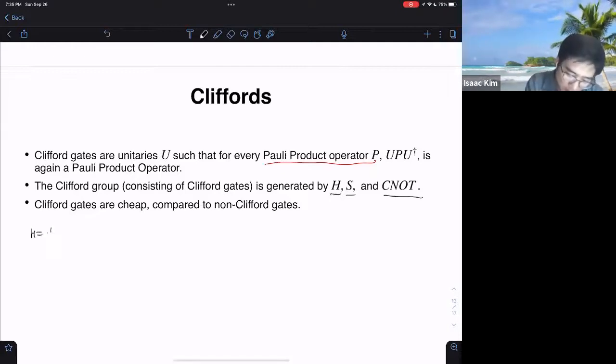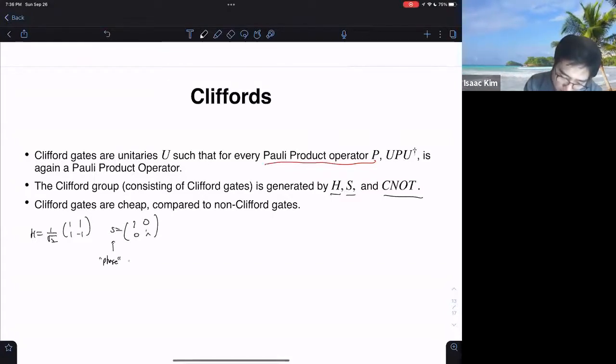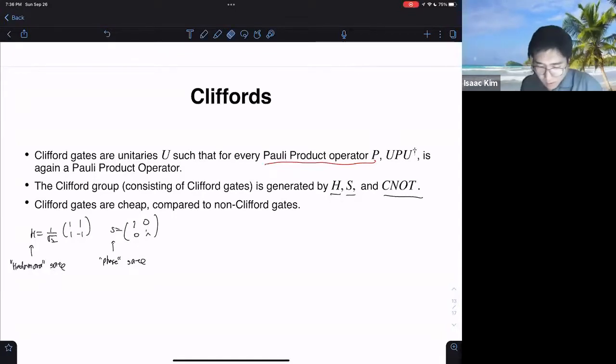H I already told you what that is. It's just a 2x2 matrix. S is what is called the phase gate. And I forgot, H is called the Hadamard gate. And C naught I already told you, so I won't write it down again.